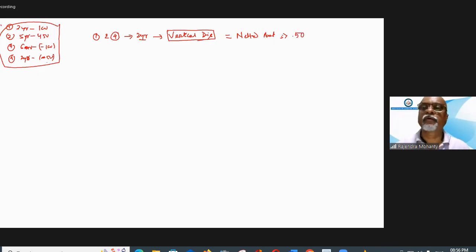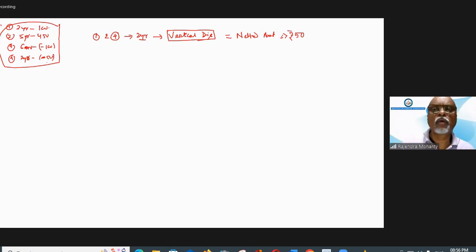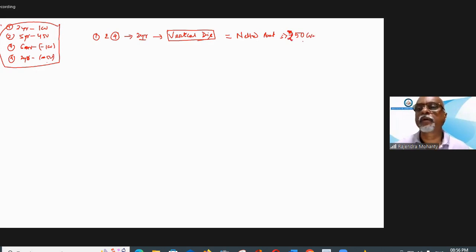50. Sir, it is 2.5 crore. Okay, you are telling me vertical disallowance. Okay, netted amount is rupees 50 crore. So vertical disallowance is 5%, so your result is 2.5 crore. So as per vertical disallowance, we have to carry extra capital of 2.5 crore. Is it clear now?